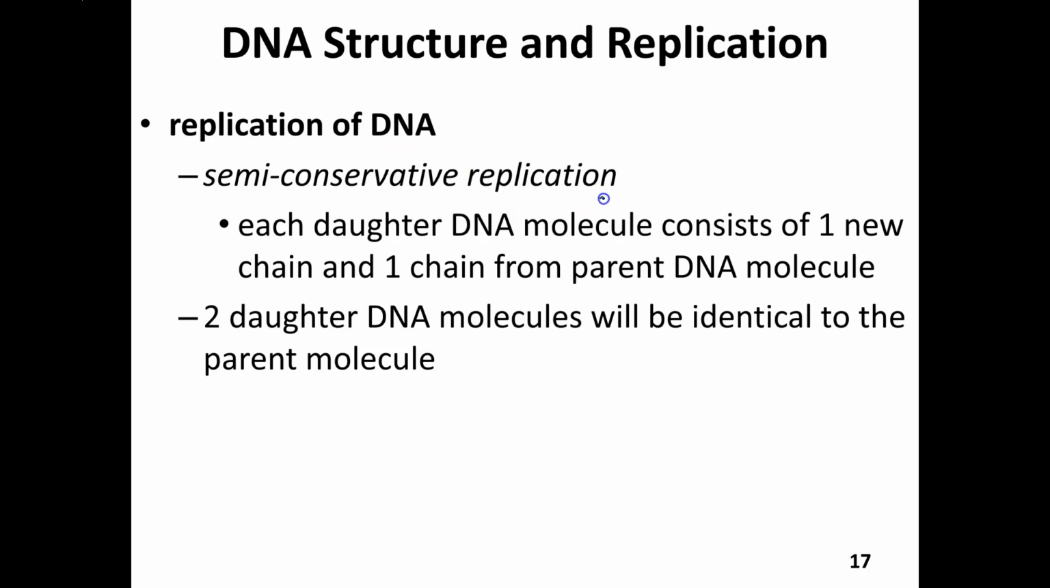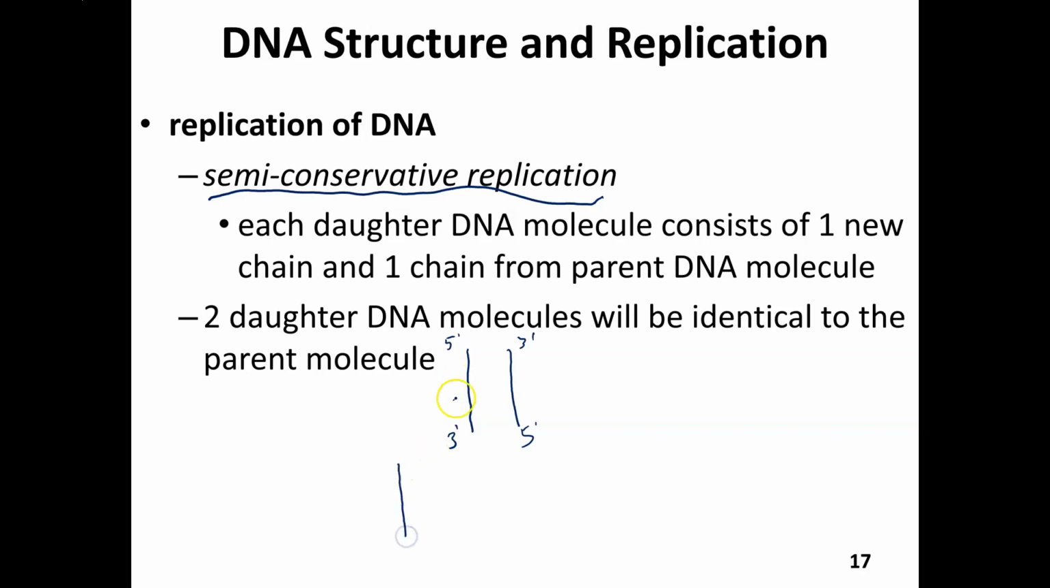Replication of DNA then is called semi-conservative. And the reason for this is when you have DNA, you have your parent strands here, one running 5' up here and 3' down here, the other running 3' up here and the 5' down here. So when they are replicated, they produce daughter strands.